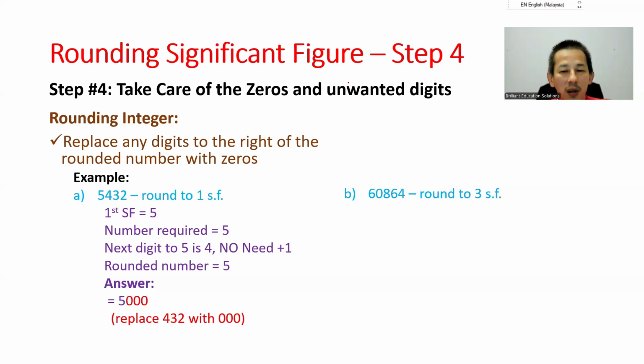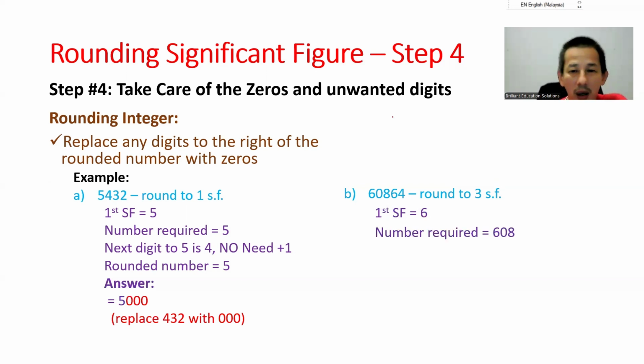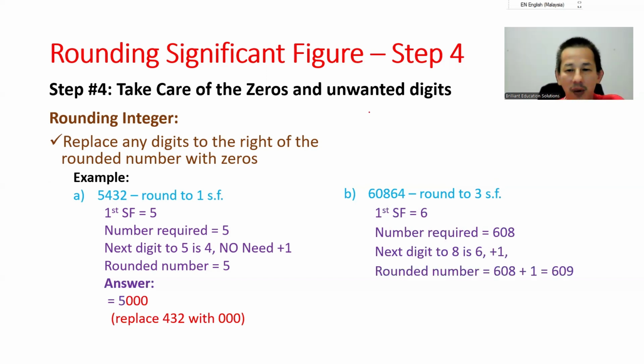Now we try this. 60864 rounded to 3 significant figures. The first significant figure is 6. The number required is 3, so 608. The next digit after the 8 is 6, so you need to plus 1. Therefore, 608 plus 1 is 609.